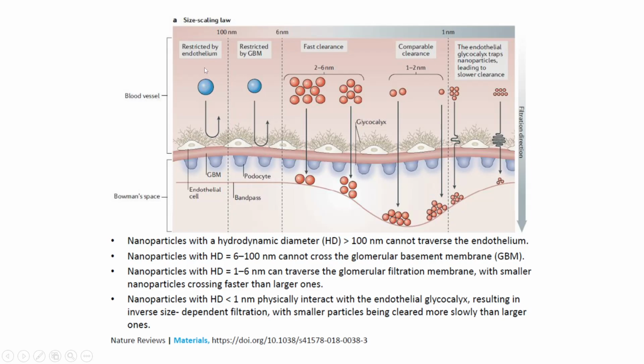Now if you see here, let's look at it one by one. First we'll see how based on size they are getting cleared, and then next we'll see how based on charge they are getting cleared. You have this blood flowing here, and the blood is going to be filtered from this layer.